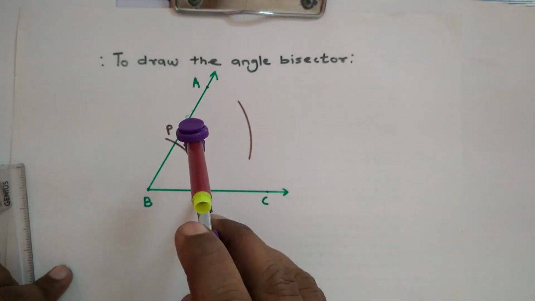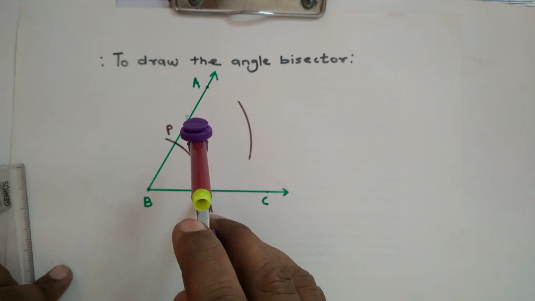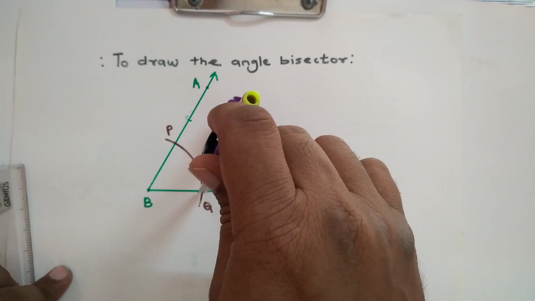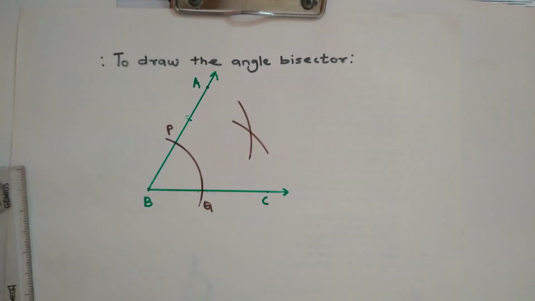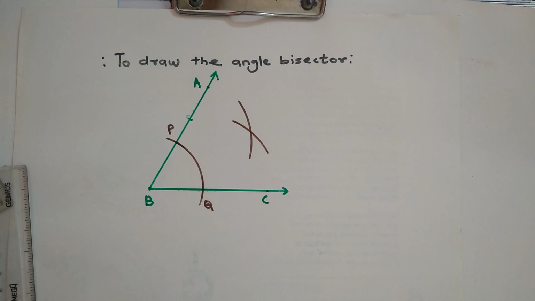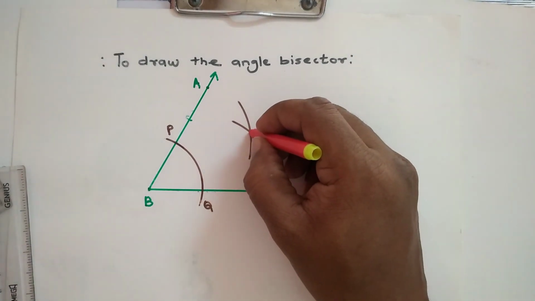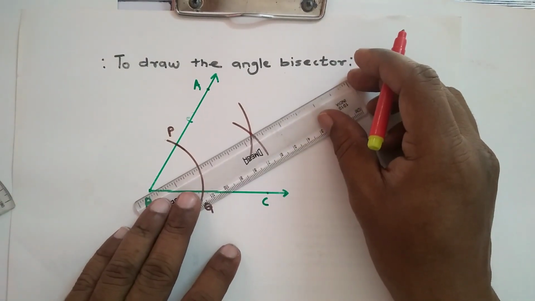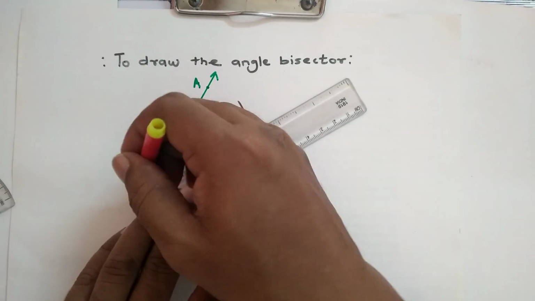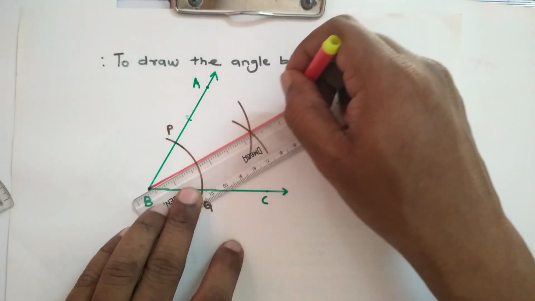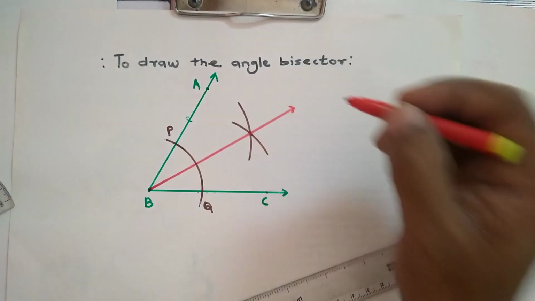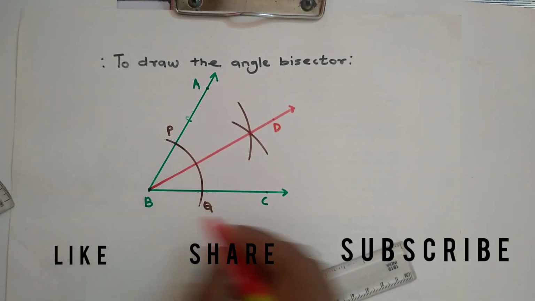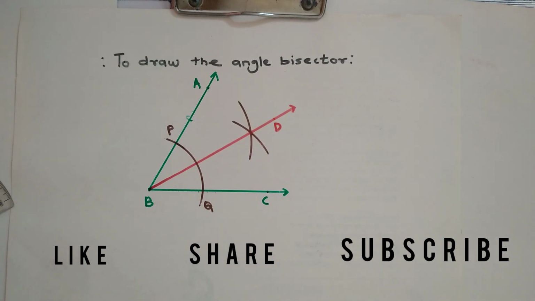Similarly, place the pointer at point Q without changing the distance in the compass and then draw the second arc intersecting the previous arc. And now we will join this point. First of all, we should mark this point, and then we will join this point with the vertex of the angle, and we will get the angle bisector of the given angle. So here suppose this is point D, then ray BD is the bisector of angle ABC.